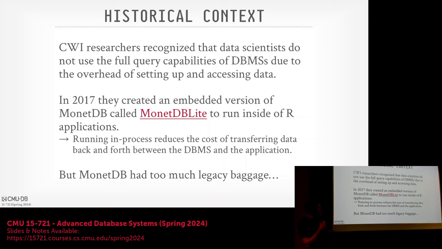Right, and that paper came out of this project they were building at CWI to make an embedded version of MonetDB called MonetDB Lite. Basically, MonetDB was one of these early column store systems in academia, at CWI, that was then open sourced and people were actually using. But it was like a Postgres or any other shared everything system. You had to prop it up, configure it, set it up, and you would connect to it through JDBC over the network.